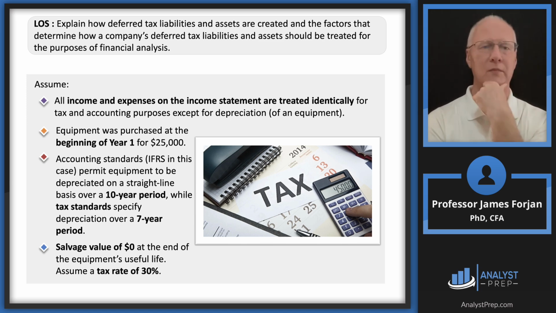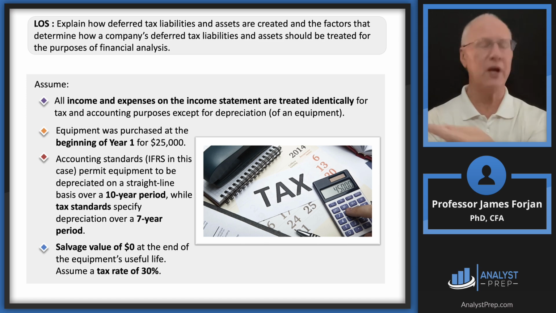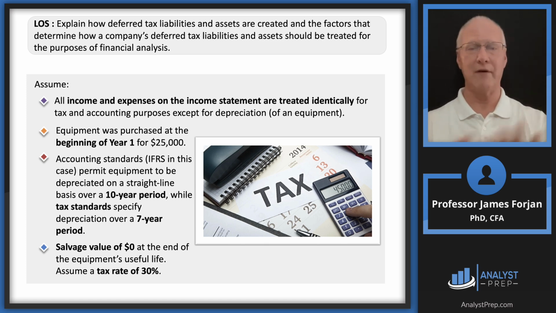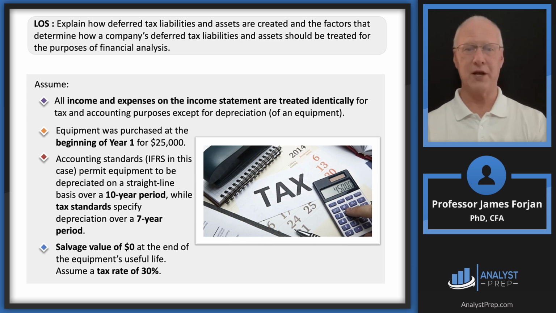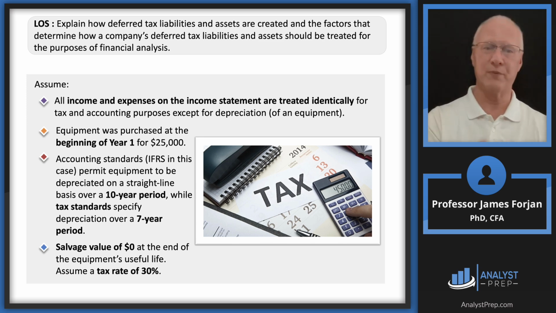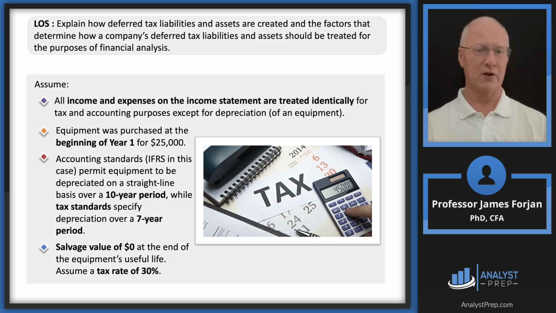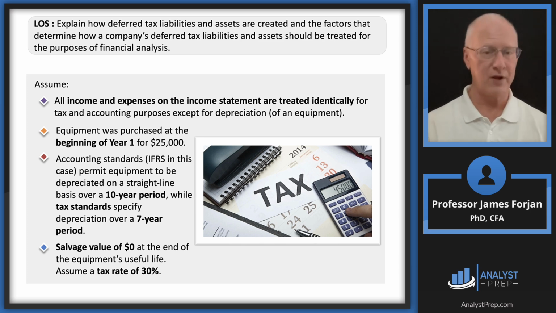So the question then becomes, here are the questions here, but some other assumptions. Assume that all income and expenses are treated identically for both, except for depreciation. So this is what I was telling you earlier. We're going to have everything constant except depreciation. So look at this, $25,000 for the equipment, but we're going to depreciate it under 10 years, and then we're going to depreciate it under 7 years. So the difference between 7 and 10 is going to create a temporary difference here.